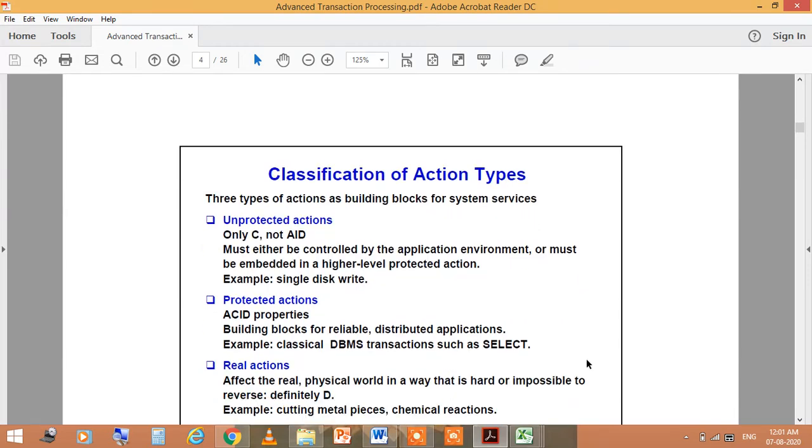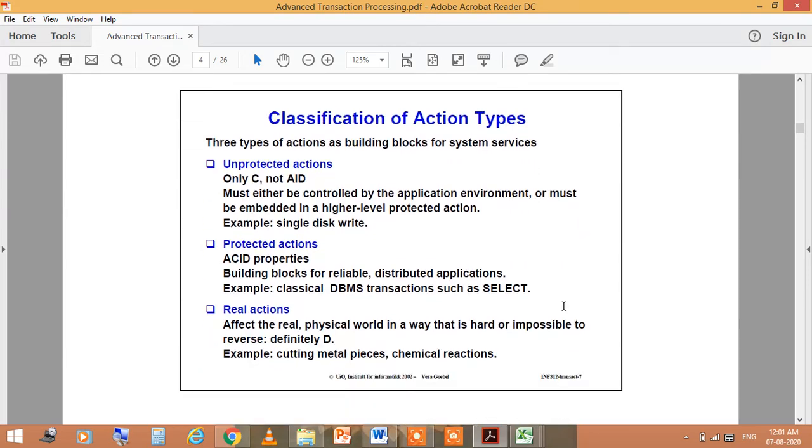Next, we come to the classification of action types. If something is going on, then there are various states which that thing goes through. In between the whole process, there are many actions which are generated. So there are three types of actions as building blocks for system services. First is the unprotected actions.